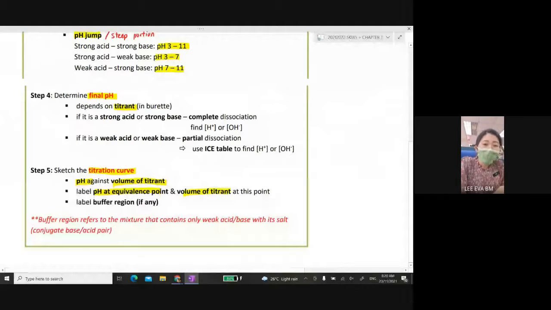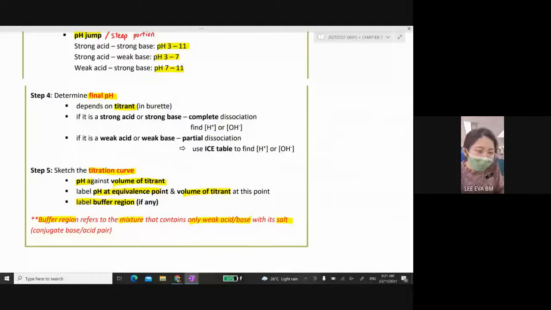And lastly, if it is a combination between a weak species and a strong species, you need to label the buffer region. So at the bracket over here, if any. It means that if it's a combination between strong acid and strong base, no buffer region. But if it's between weak and strong, there will be a buffer region. So what is a buffer region? It's actually the same thing as a buffer solution. Buffer region refers to the mixture that contains only weak acid or base with the salt containing their conjugate pair. So is it an acidic buffer or a basic buffer?